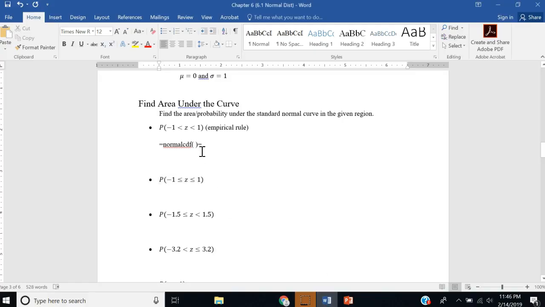And so what that's meaning, so normal CDF, we went lower bound, upper bound, mean, standard deviation. Again, my mean and standard deviation are 0 and 1 because we're on the standard normal curve. And on the standard normal curve, they're always 0 and 1. And sure enough, we got right about 68%, 0.6827. So it's just slightly over 68%, which does mesh well with the empirical rule.